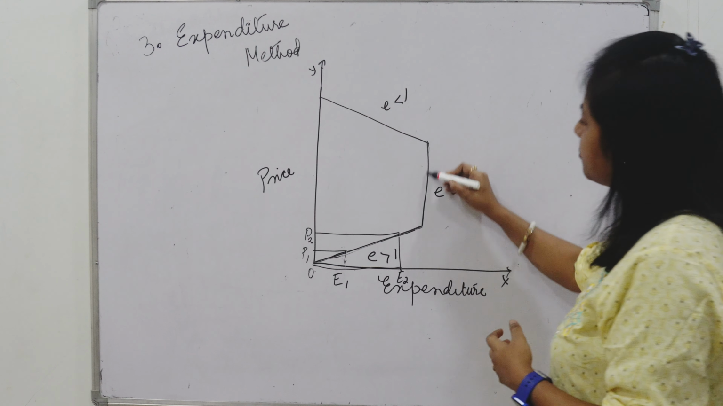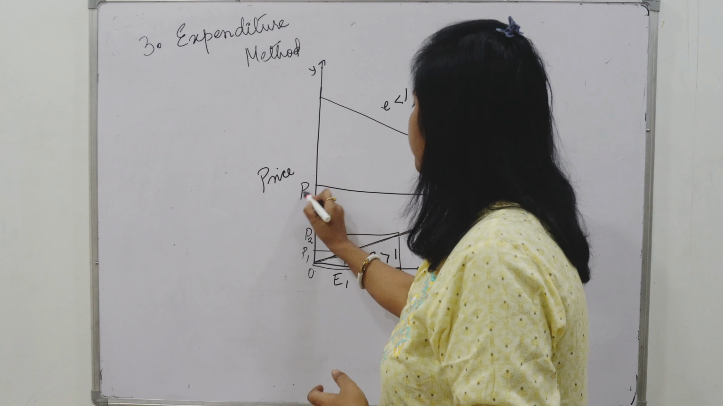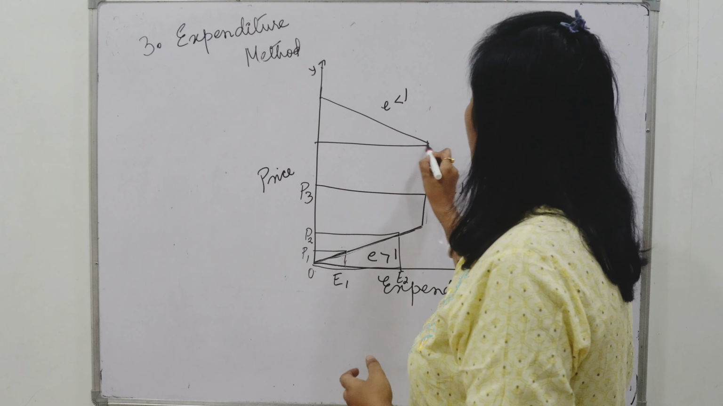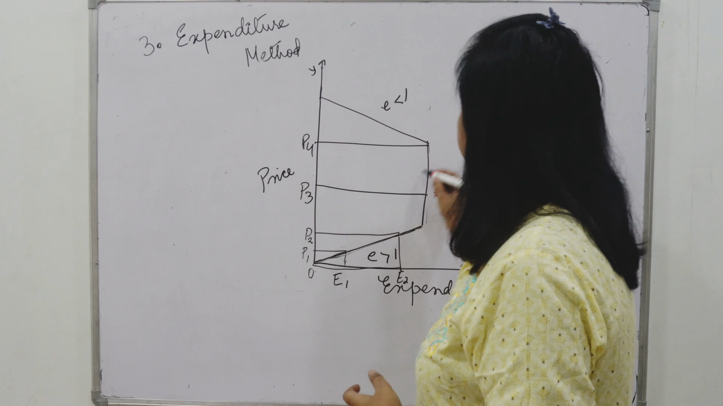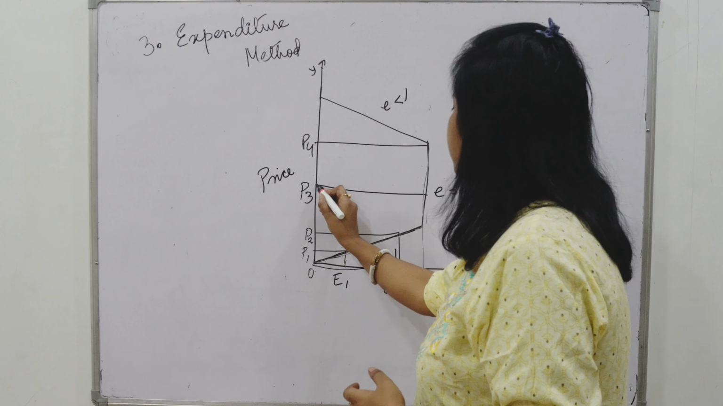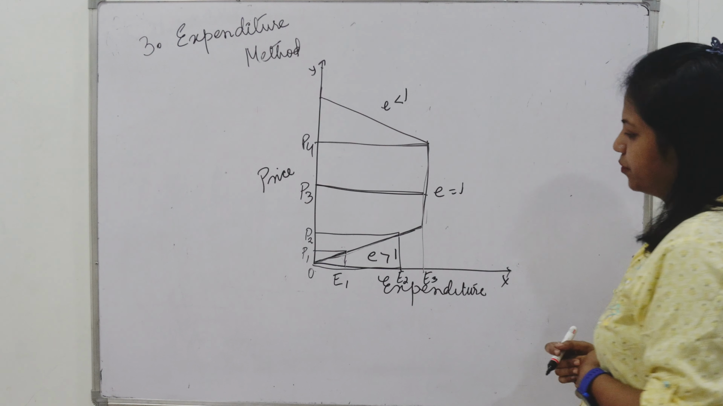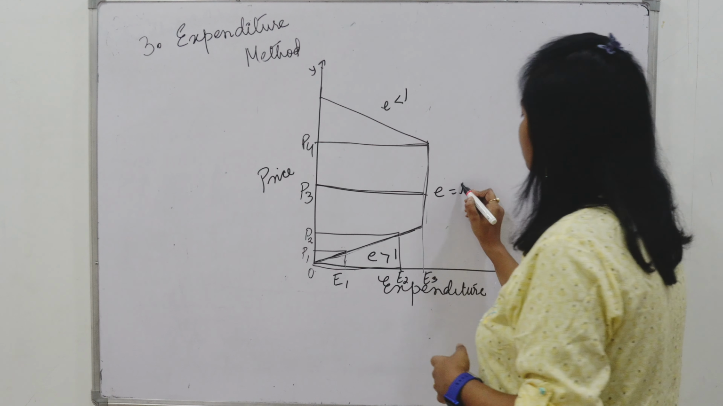Now let's see this segment of the curve. In this segment you see your price is increasing from OP2 to OP3 to OP4, but friends, your expenditure is all the same. Your expenditure is say E3. It is E3 for the P3 level of price also, for the P4 level of price also. Okay friends, so E is equal to 1.